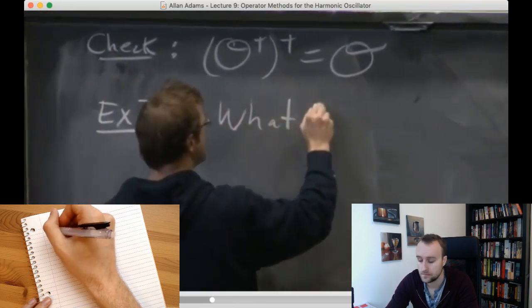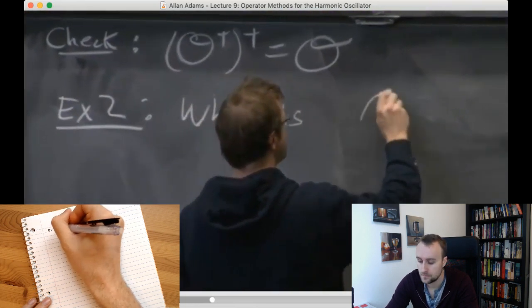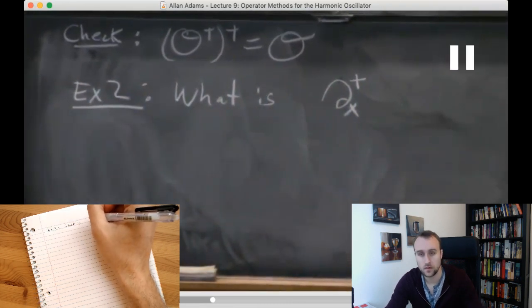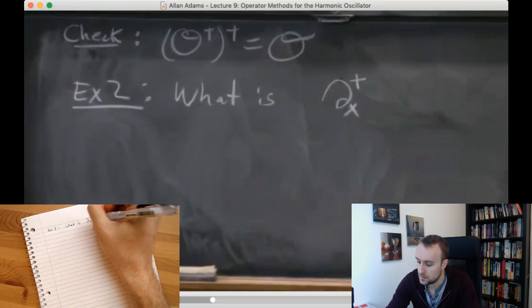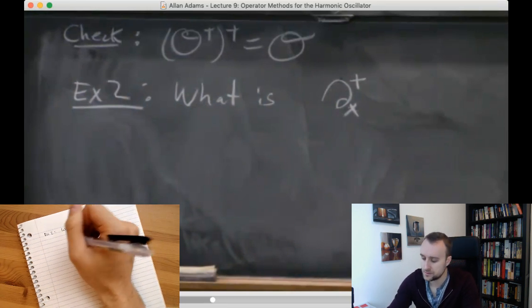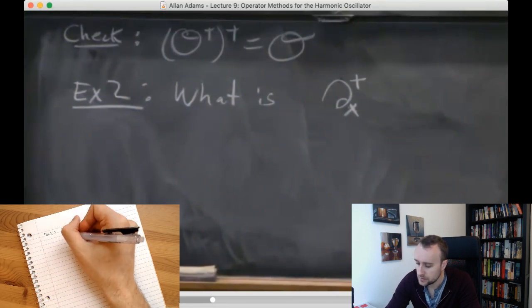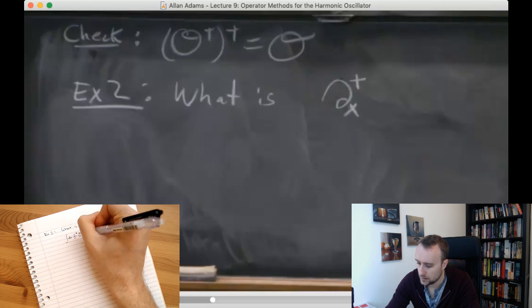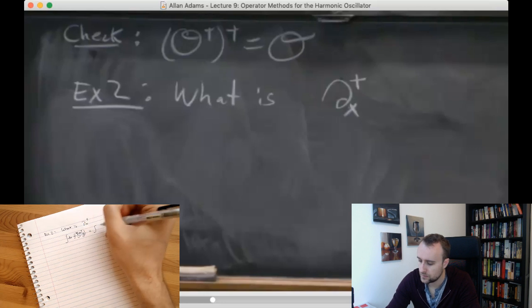What is the adjoint of the operator derivative with respect to x? What is the adjoint of this? So let's remember our approach here. We are going like dx of f complex conjugate, O dagger g, equal to dx.